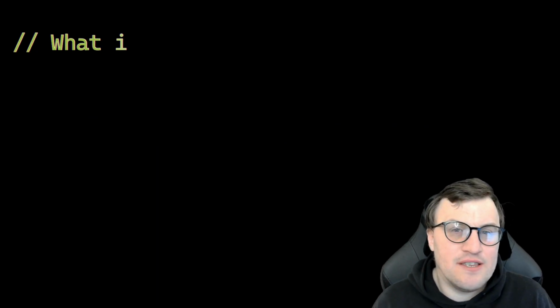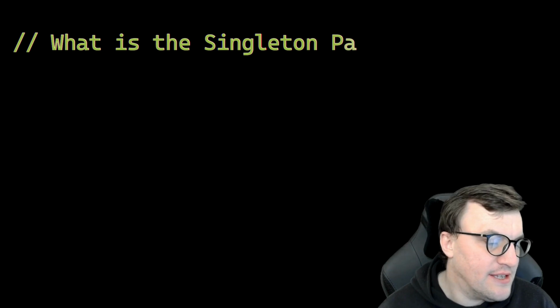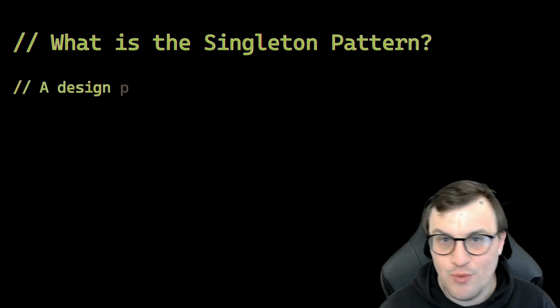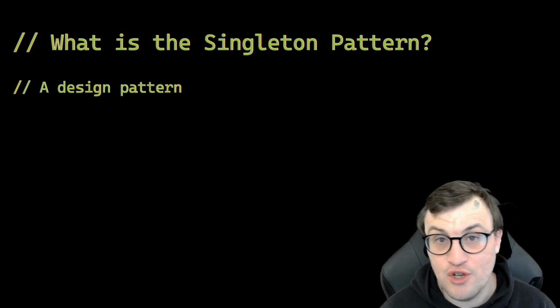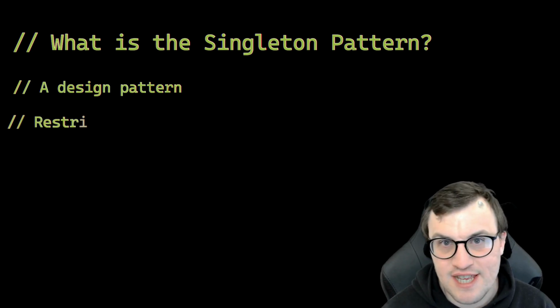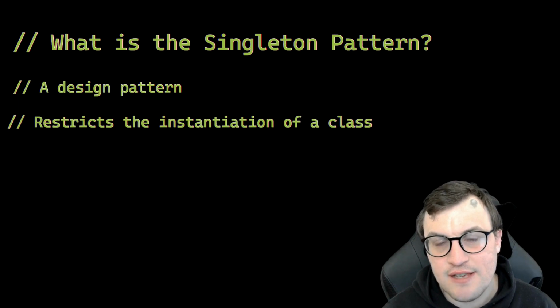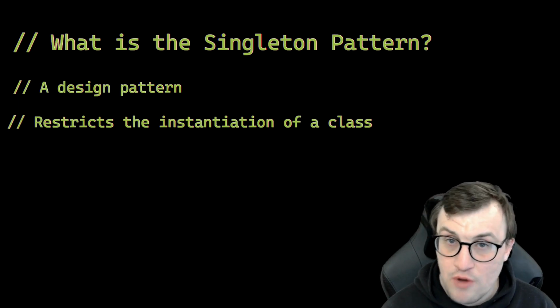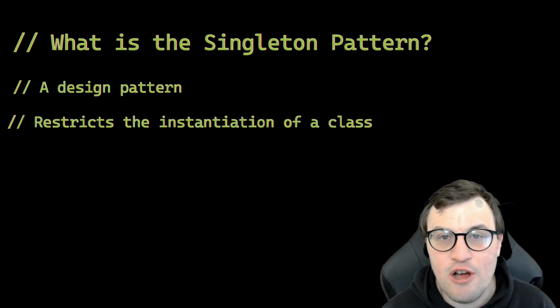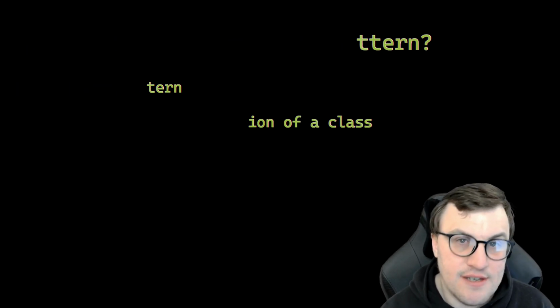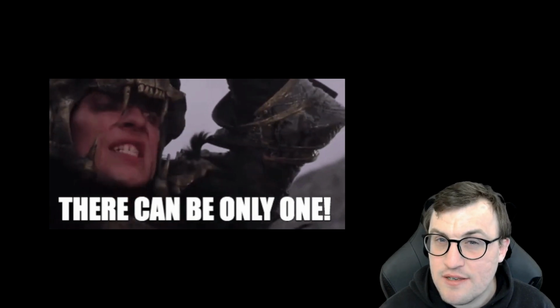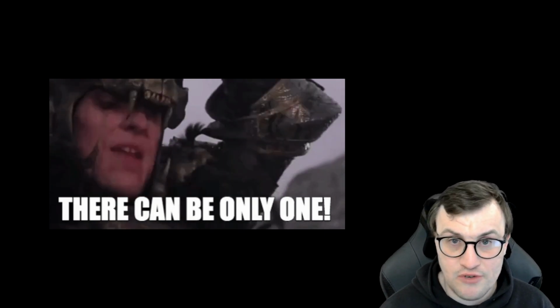So what is the Singleton pattern? Well, Singleton pattern is a design pattern, which means that it's a way of arranging code to achieve a certain goal. This pattern restricts the instantiation of a class so that it can only be instantiated once. Once it's been instantiated, our target class can't be instantiated again. There is one single instance of it. We're allowing one instance of our class implementing Singleton to exist.